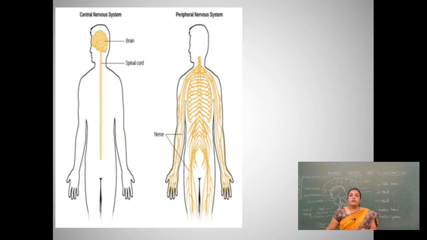See, the human nervous system is divided into central nervous system and peripheral nervous system. The central nervous system is again divided into brain and spinal cord, whereas the peripheral nervous system is again divided into somatic nervous system and autonomous nervous system, which include the nerves that arise from the brain and spinal cord.